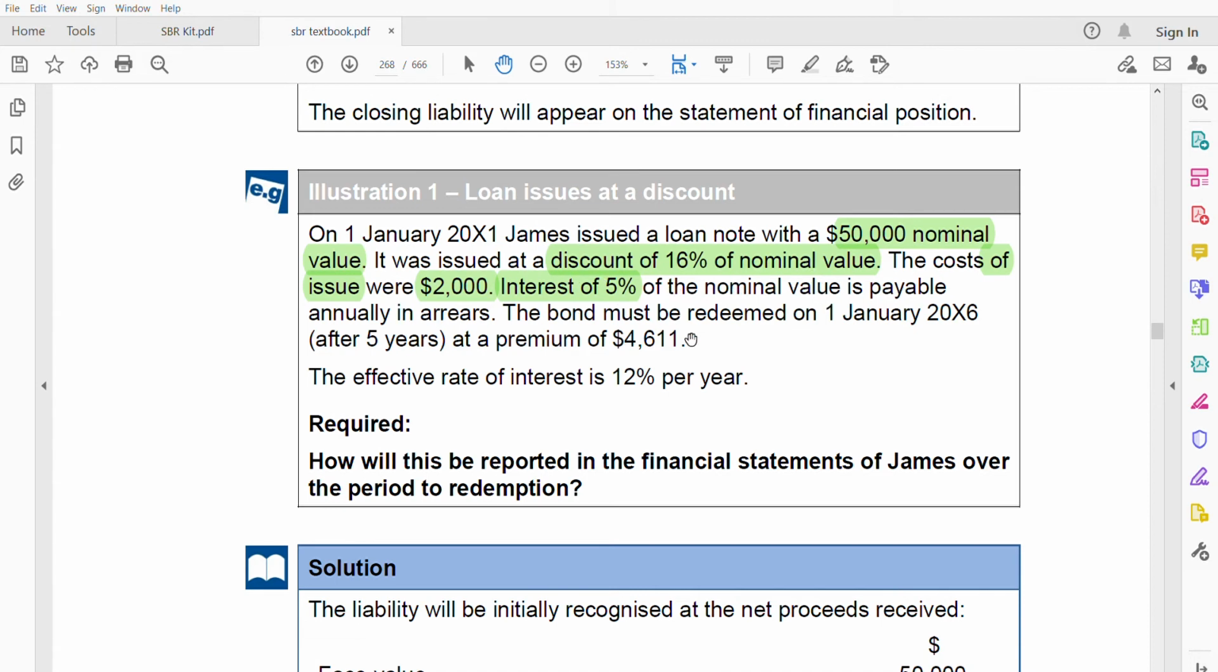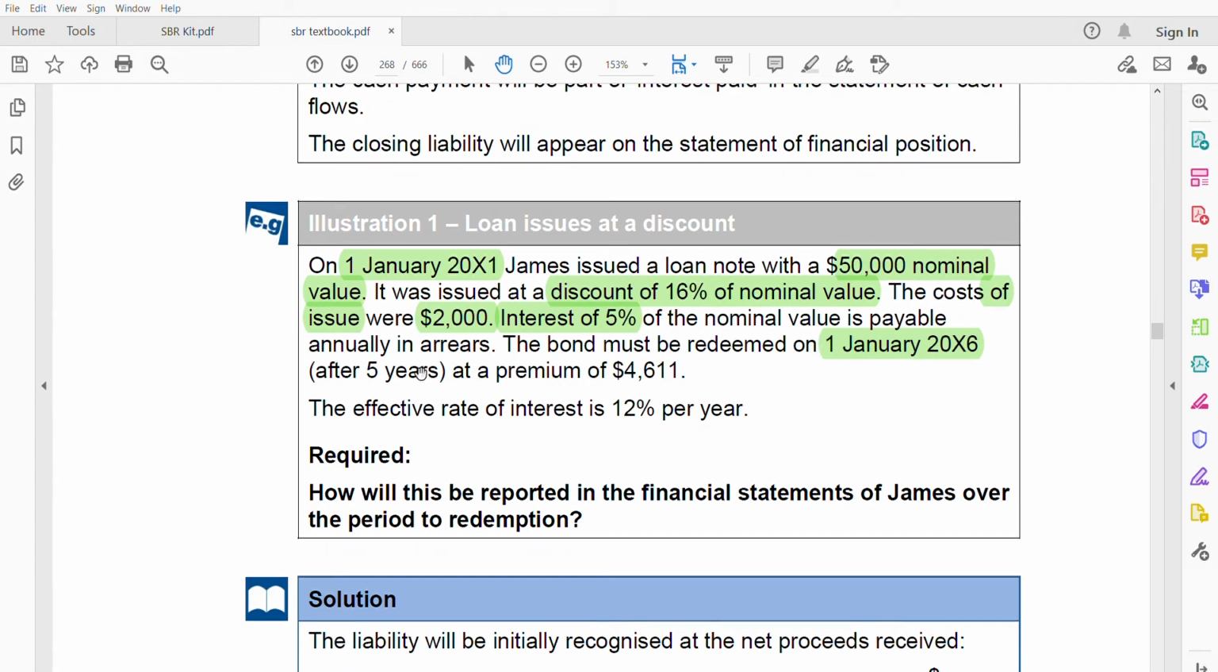The bond must be redeemed on 1st of Jan 2006. So how many years? If you see, it was issued on 1st of Jan 2000, so after 5 years. That means for 5 years. Definitely they will not give it for 1 year. In the exam, what I've seen is 3-4 years they will give you. So you have to know how to calculate for each year. That means after 5 years at a premium of this one.